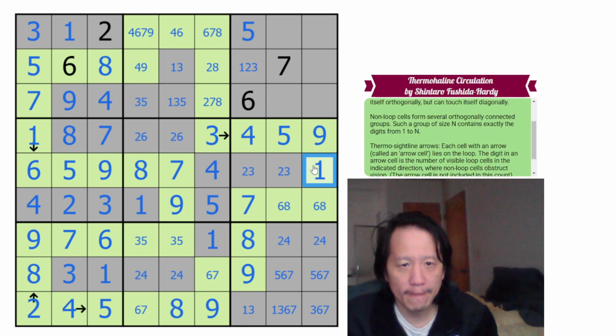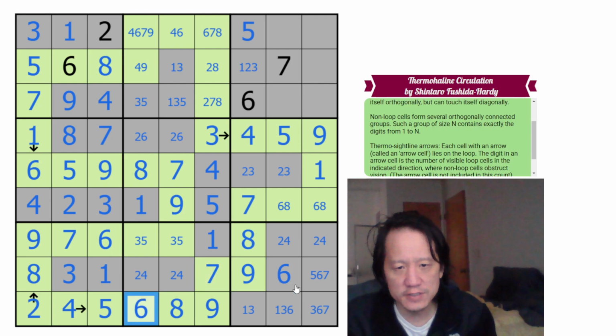Let's see. What else do we have? This cannot be 7. One of these two is 7. That's fine. One of these is 5. This can't be 5 anymore because of this 5. So this must be 6, which makes this 7. Makes this 6. So none of these can be 6 either.